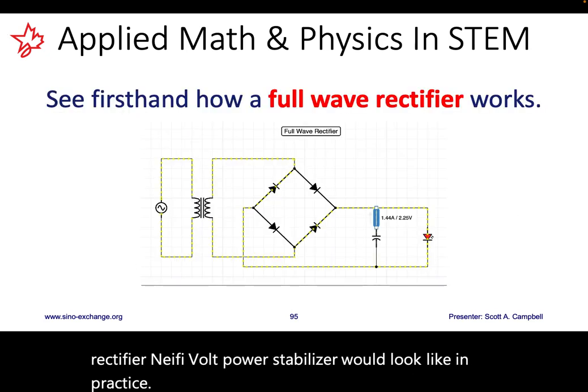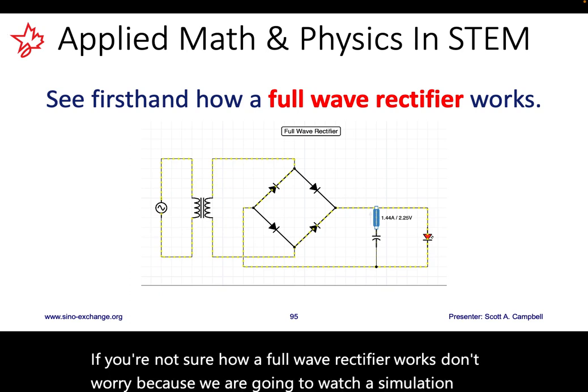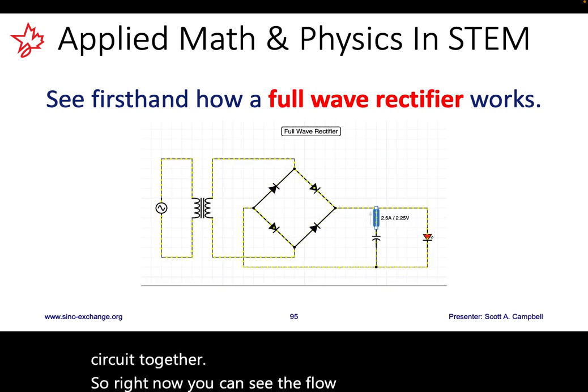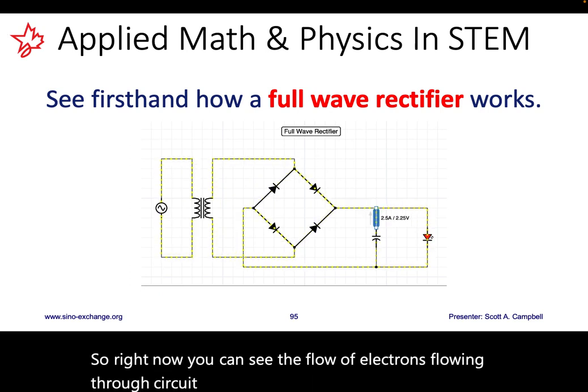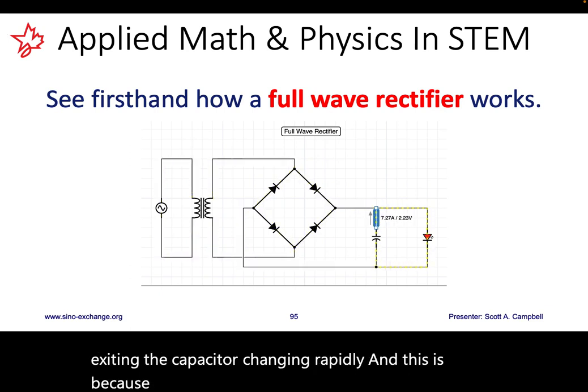Now, if you're not sure how a full-wave rectifier works, don't worry, because we're going to watch a simulation of this circuit together. So right now you can see the flow of electrons flowing through the circuit, and we can see the values entering and exiting the capacitor changing rapidly. And this is because the capacitor is charging and discharging as the potential difference in the circuit changes.